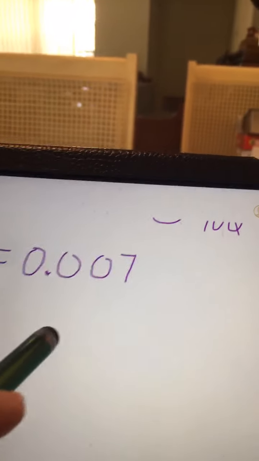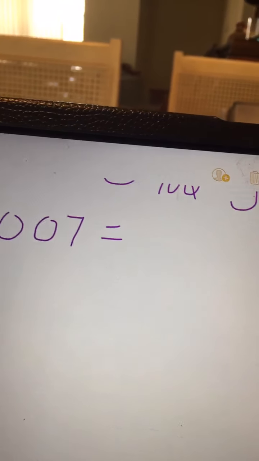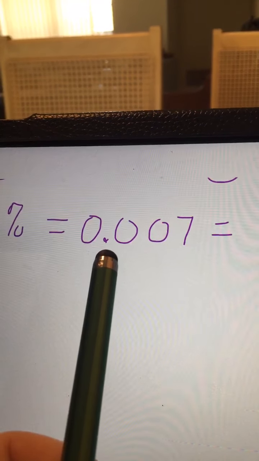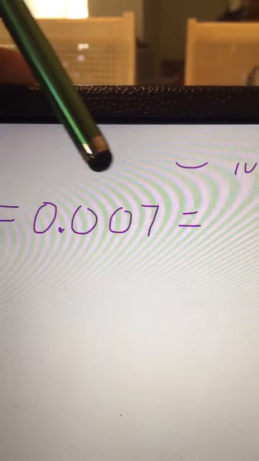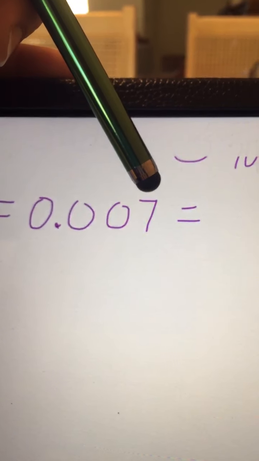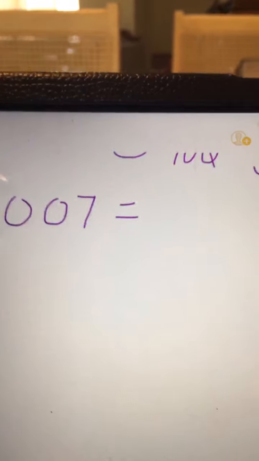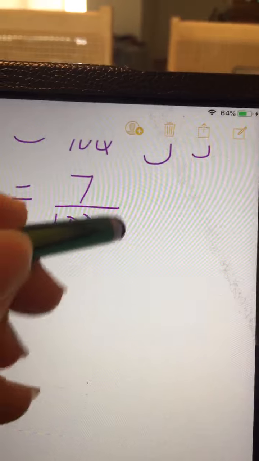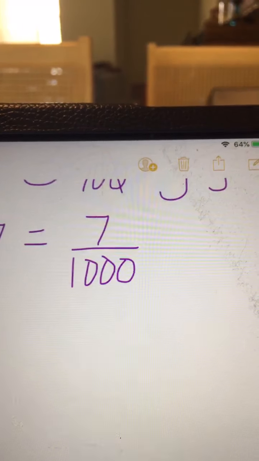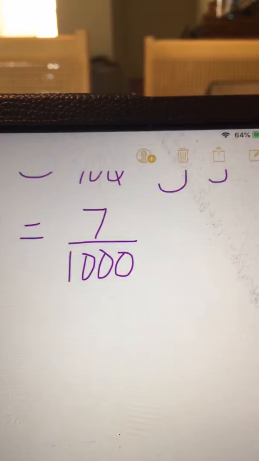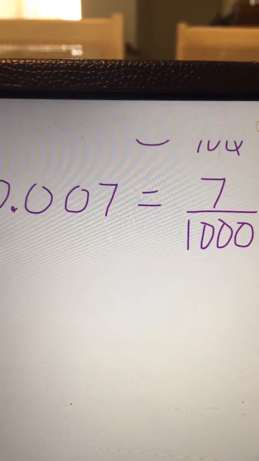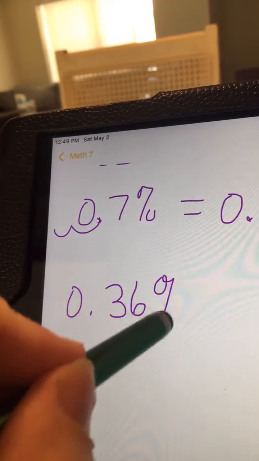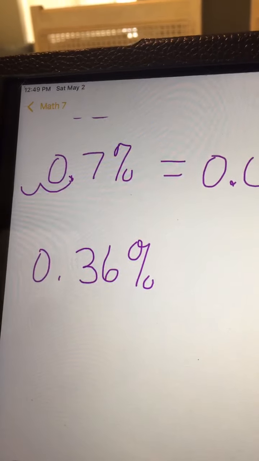So we have 0.007. Now, we have to kind of remember our place values when we're dealing with these decimals. Remember you have your tenths, hundredths, thousandths place, right? Always have the ths at the end. So this is really 7/1000ths. And there's your fraction. All right, let's try another one. Let's say 0.36%.